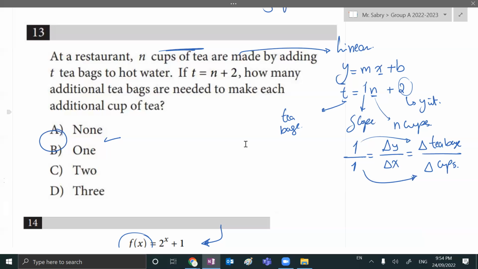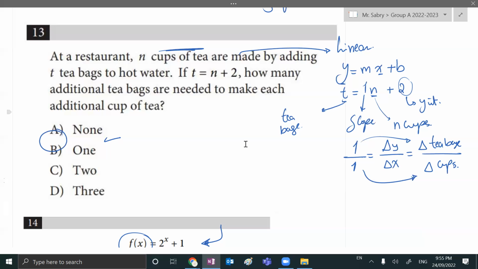What's the slope that you got? It's 1 over 1. So the change of 1 in the cups is equivalent to a change of 1 in the tea bags, right? Yes. So for each, how many additional new tea bags are needed to make 1 new cup of tea? 1 only? Yes. For each one, there's 1.